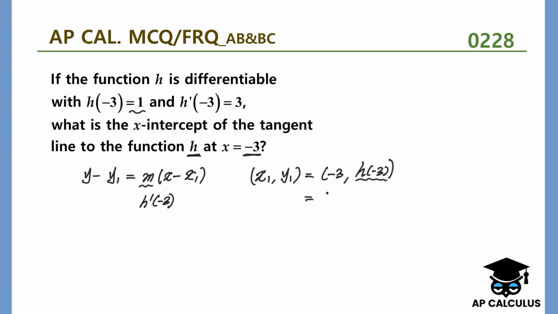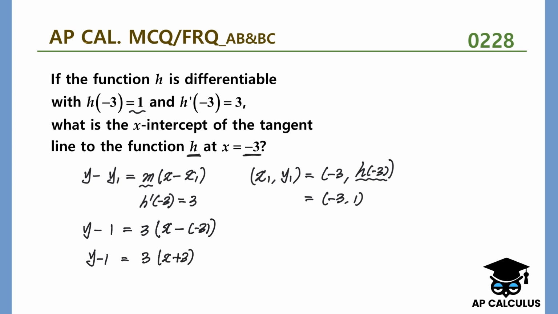So that's actually negative 3, 1, right? Also, h prime of negative 3 is also given, right? So this is a 3. So the equation of the tangent line to the function h at x equal negative 3 is y minus y1, 1, right? Slope m, h prime of negative 3, which is 3, times x minus x1, that's negative 3. So y minus 1 is equal to 3 times x plus 3, right?